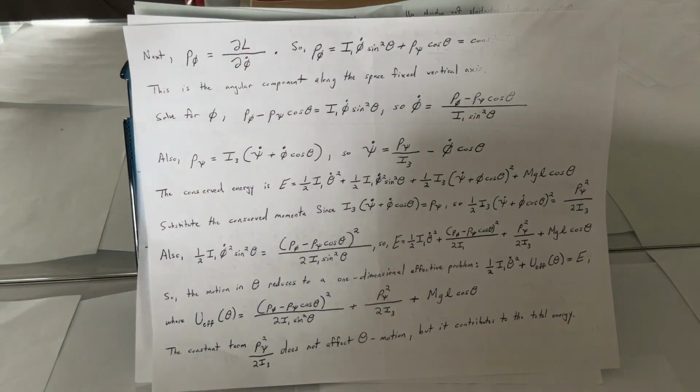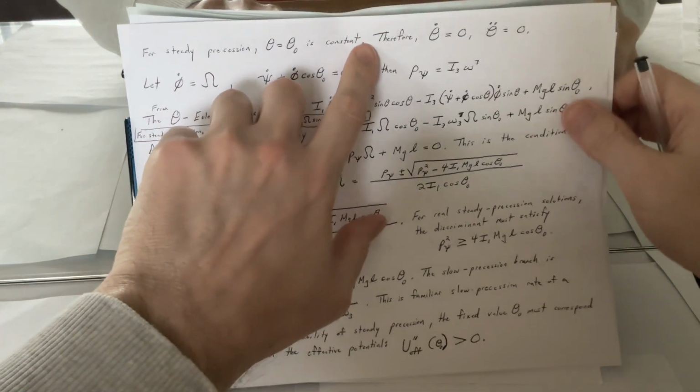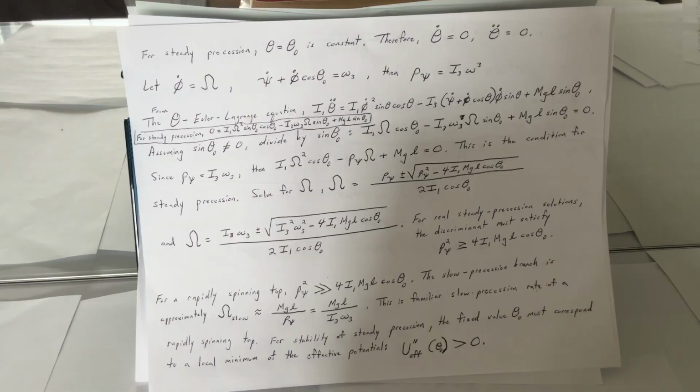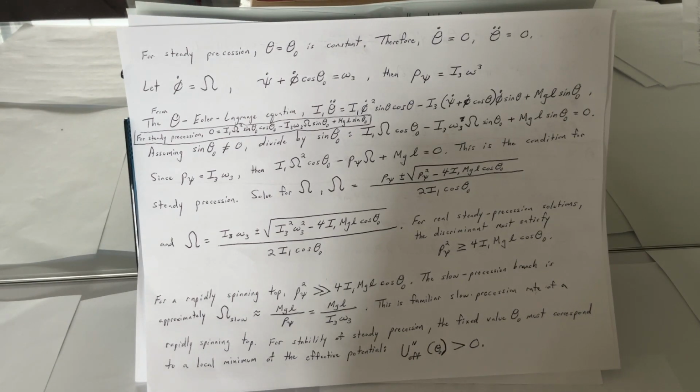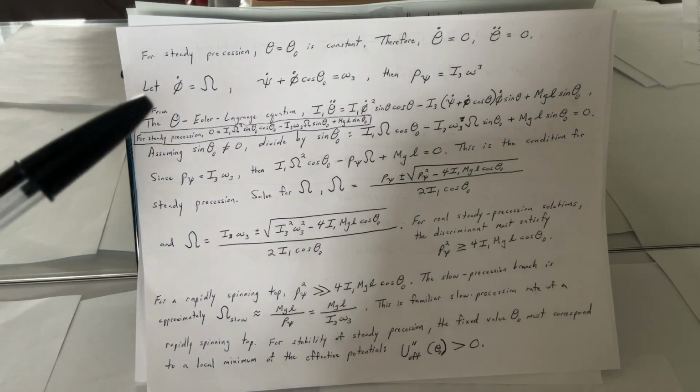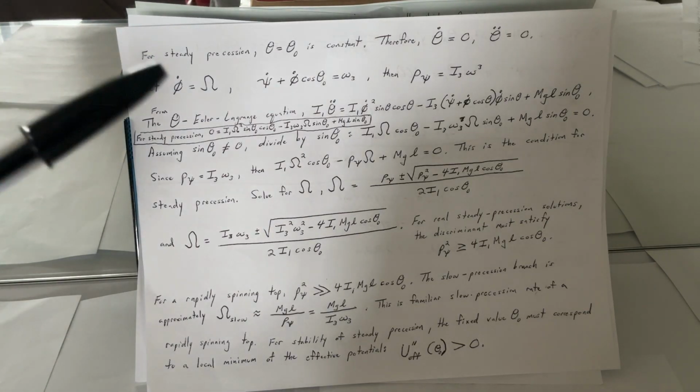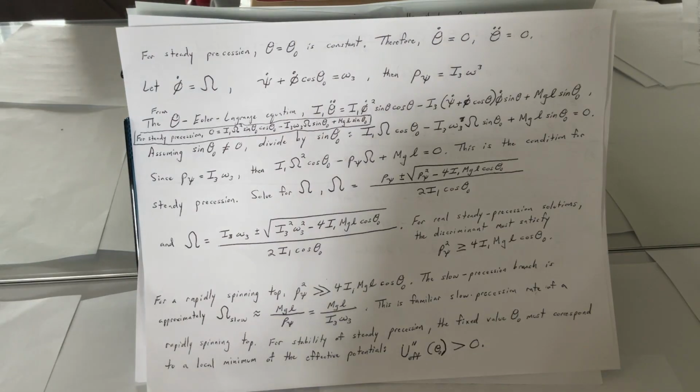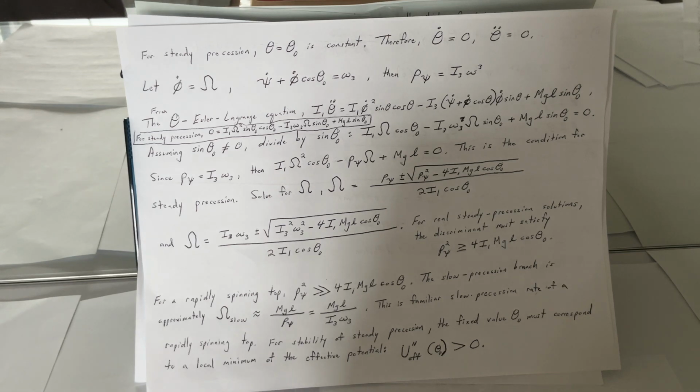And building on that, for our steady precession here, theta equals theta naught, and that is constant. Therefore, theta dot equals 0, and theta double dot equals 0. So we're going to let phi dot equal capital omega, and then we have psi dot plus phi dot cosine theta naught equals lowercase omega sub 3. And then p sub psi equals I sub 3 lowercase omega sub 3.